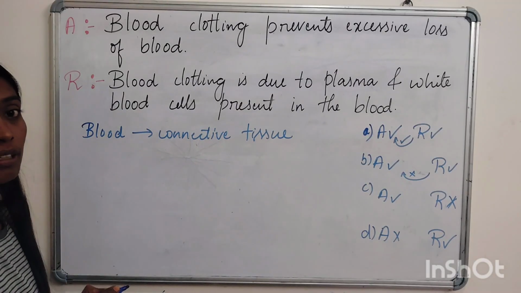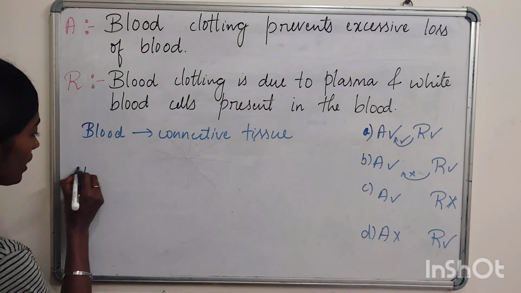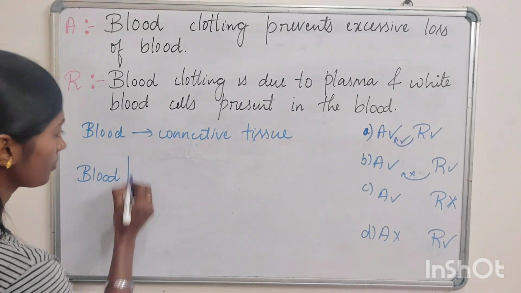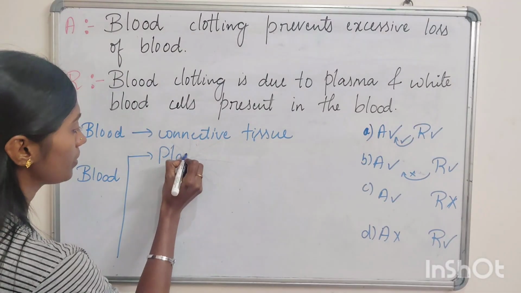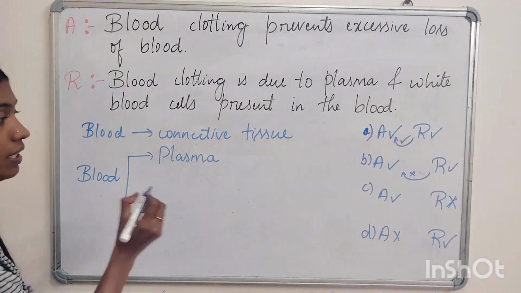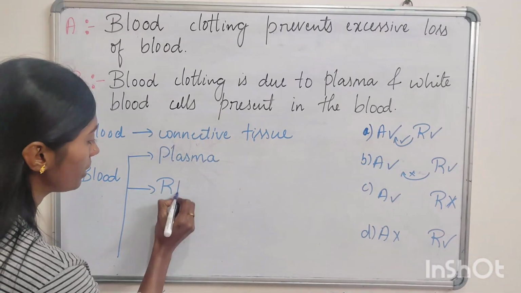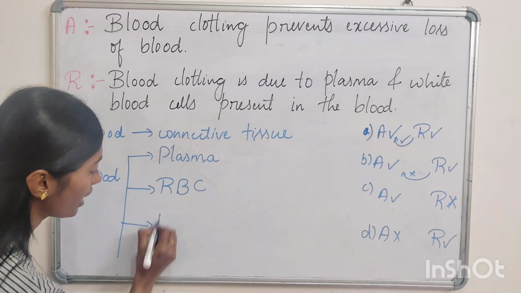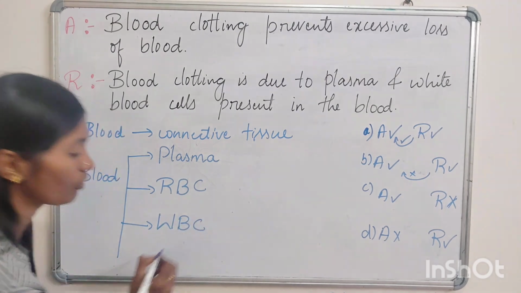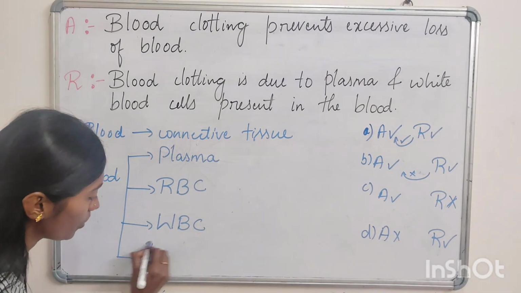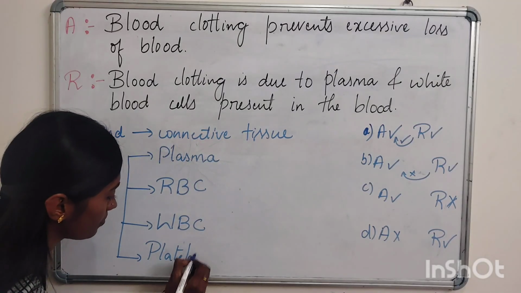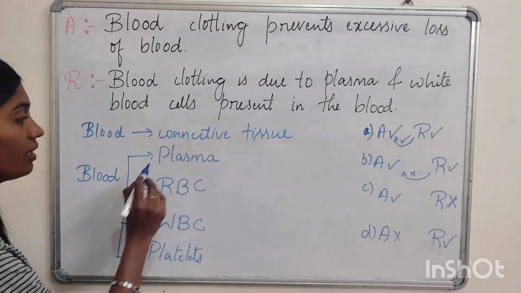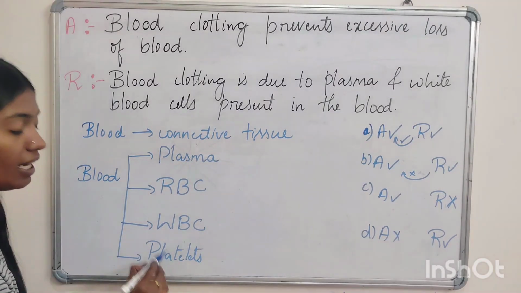So what are the components of blood? It's very important. That means what is present in the blood. In the blood we have plasma. Next we have red blood cells, RBC, or red blood corpuscles. Next we have WBC, white blood corpuscles or white blood cells, and very importantly, platelets. What is blood? Blood is a connective tissue. What are the components of blood? Plasma, RBC, WBC and platelets.